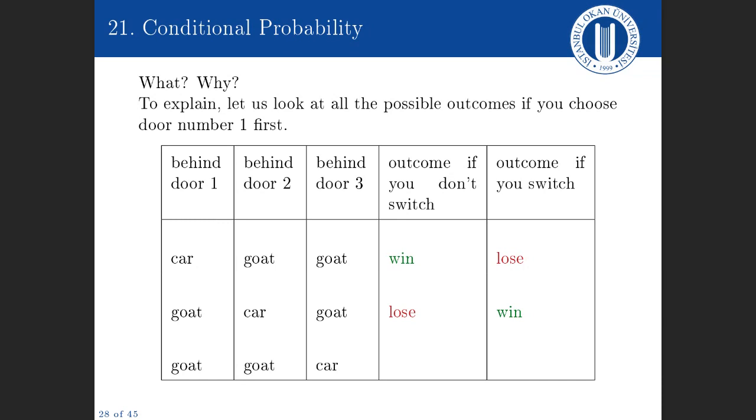And case 3, let's suppose the car is behind door number 3. Again, we say we want door number 1. The host knows where the car is, so now the host opens door number 2, and he shows us that there's a goat behind number 2. And then the host says, do you want to stay with door number 1, or do you want to have door number 3 instead?